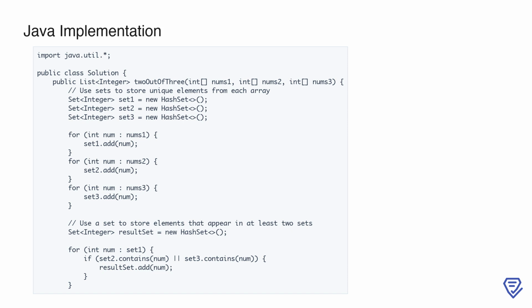We then loop through the elements of set1 and check if the current element exists in either set2 or set3. If it does, we add that element to resultSet, ensuring that our results only include numbers that meet the problem's criteria.